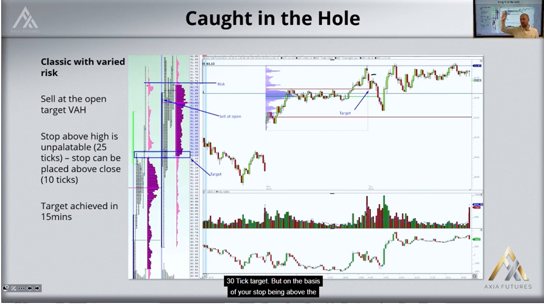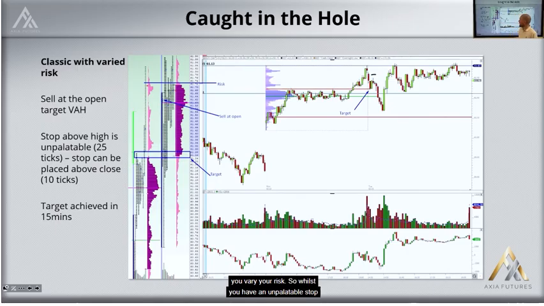But on the basis of your stop being above the high, your stop is going to have to be from 62 above 82, so you're looking at maybe a 25 tick stop for a 30 tick target. That's not a very palatable risk to be taking. So you now have to vary how you take this trade. Either you vary the entry or you vary your risk.